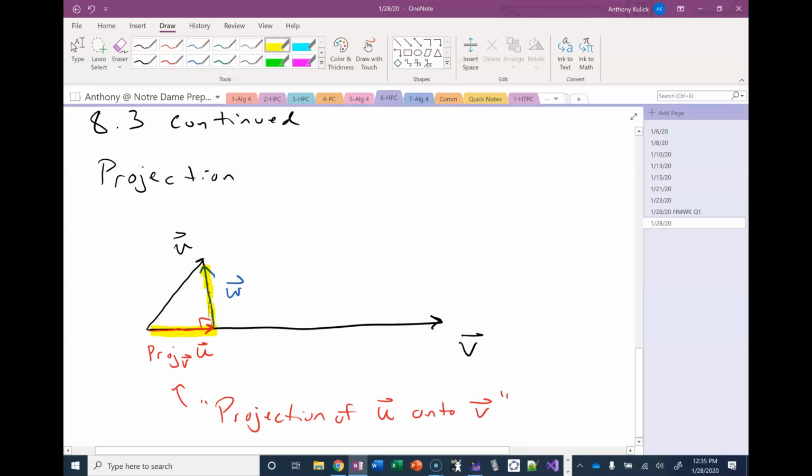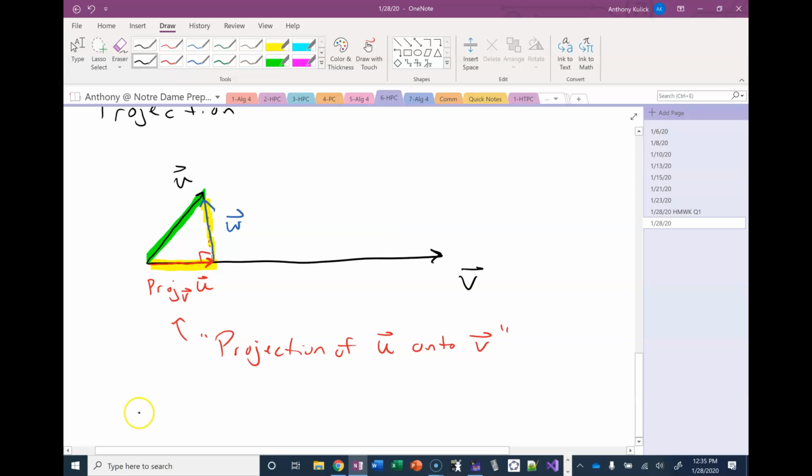So notice how these vectors are drawn head to tail. That is the same as vector addition. So what this says then is that the projection of vector u onto v, plus vector w, has to equal vector u.